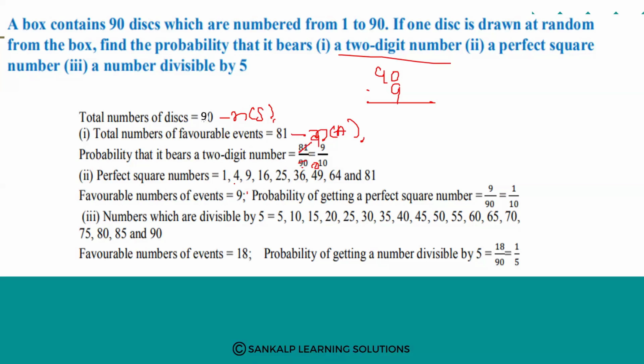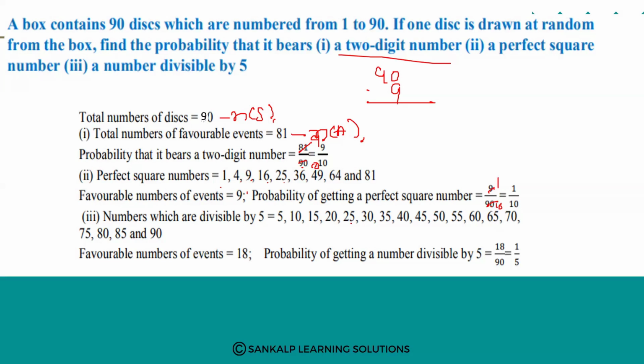Perfect square number. So between 1 to 90, how many perfect square numbers will you get? 1, 4, 9, 16, 25, 36, 49, 64, and 81. So how many numbers are there? 1, 2, 3, 4, 5, 6, 7, 8, 9. 9 numbers are there. So the favorable number of events is 9. Probability of getting a perfect square number is n of B divided by n of S. 9 divided by 90, that is 1 divided by 10. Numbers which are divisible by 5.